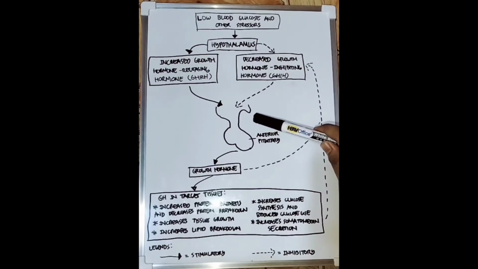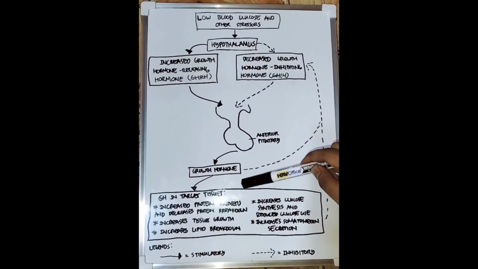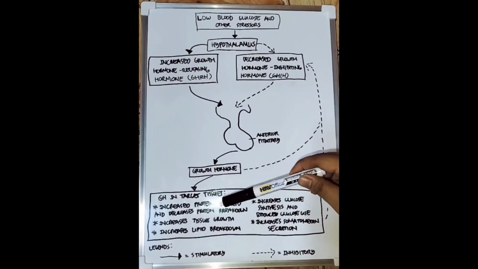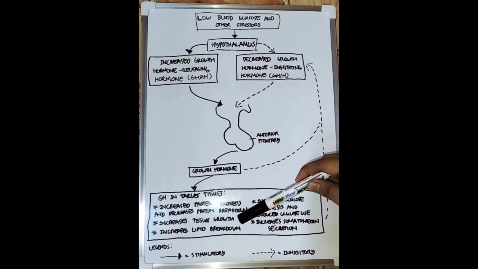Increased growth hormone releasing hormone and reduced growth hormone inhibiting hormone act on the anterior pituitary and result in increased growth hormone secretion. Growth hormone acts on target tissues. First, it increases protein synthesis and decreases protein breakdown. Second, it increases tissue growth. And third, it increases lipid breakdown. Fourth, it increases glucose synthesis and reduces glucose usage. And it increases the production of a number of polypeptides, primarily in the liver but also in skeletal muscle and other tissues.